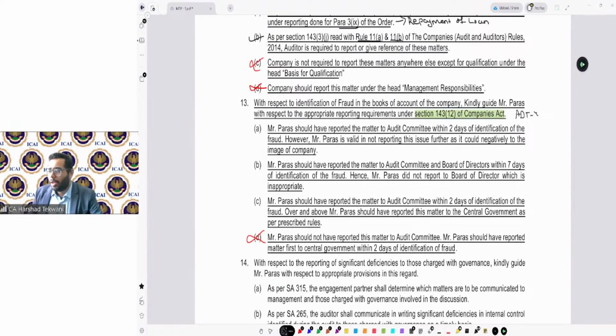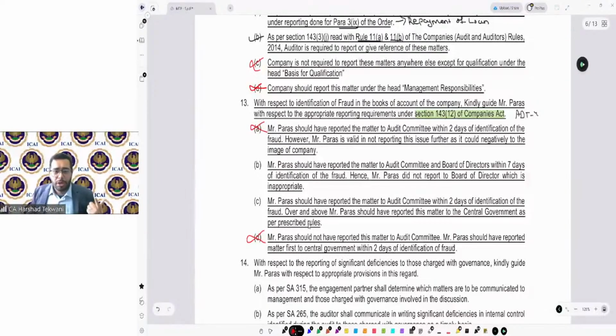Okay. Now, if that is the case, then the option saying Mr. Paras is valid in not reporting the issue further is incorrect. By default, I can remove it out. I removed it because I know there is a reporting to the central government in ADT-4. So A will also not be there. So I have two options, B and C.